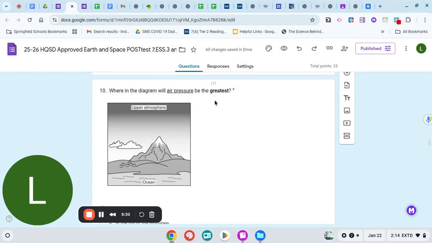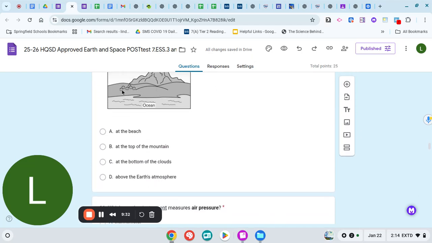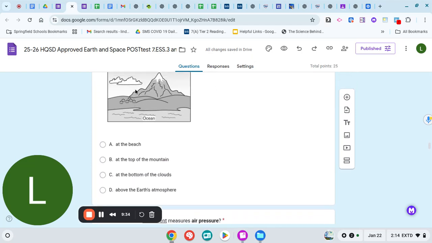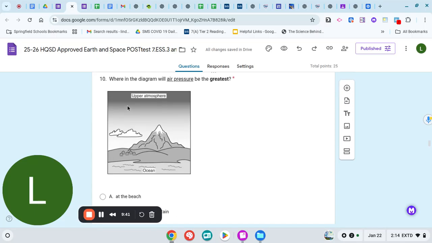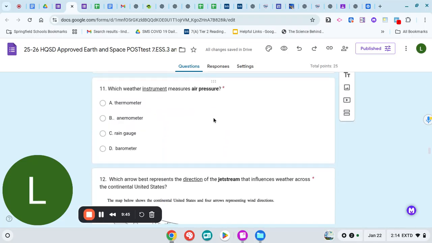Again, where will air pressure be the greatest? At the beach, down here. At the top of the mountain, here. C is at the bottom of the clouds. And D is above the Earth's atmosphere. Go ahead, pause and answer.